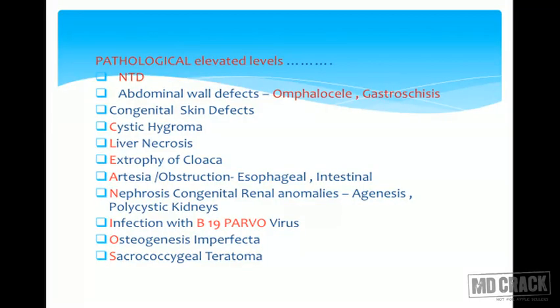Pathologically elevated levels of MSAFP are seen in neural tube defect, abdominal wall defects in the form of omphalocele or gastroschisis, congenital skin defects, cystic hygroma, liver necrosis, exstrophy of cloaca, atresia or obstruction, that is esophageal or intestinal, nephrosis, congenital renal anomalies like agenesis, polycystic kidneys, infection with parvovirus B19, osteogenesis imperfecta, sacrococcygeal teratoma. In all these conditions, there would be raised levels of MSAFP.